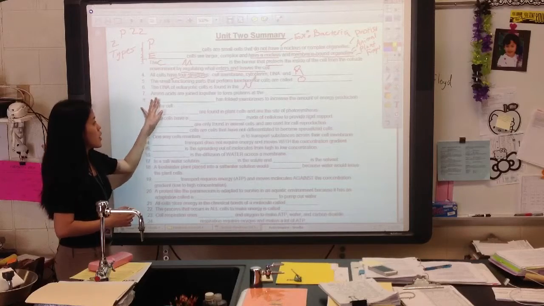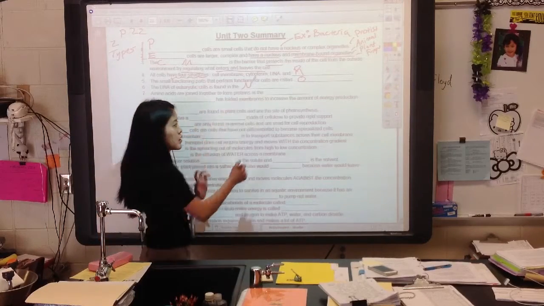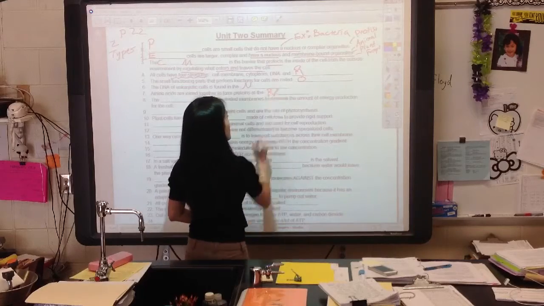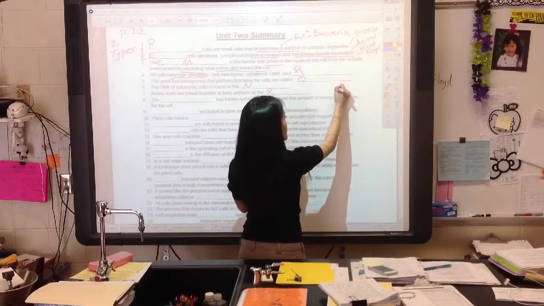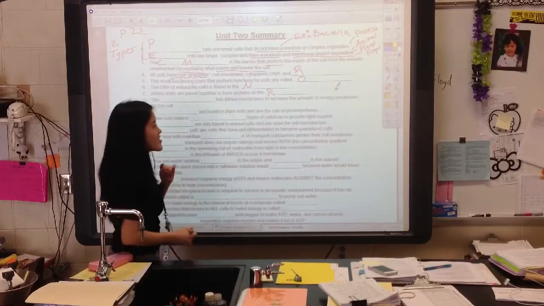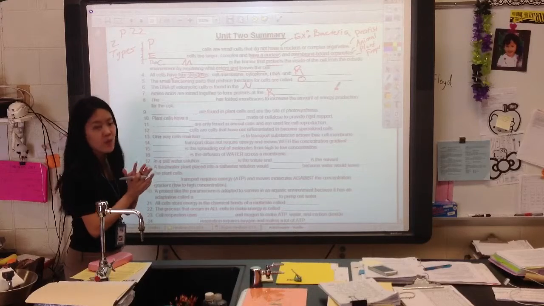Number 7, amino acids are joined together to form proteins at the, starts with an R. This structure, if you see it in a drawing, is really small. Usually looks like a little dot. Okay? It's not completely an organelle. It's not a membrane-bound organelle.